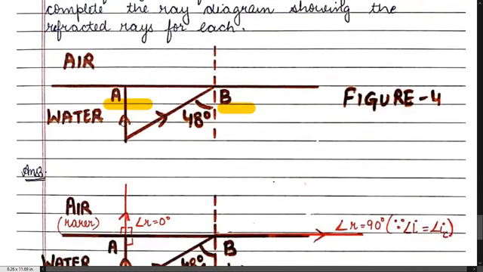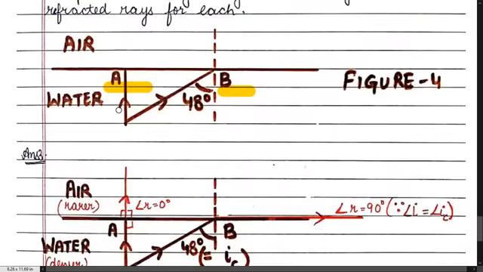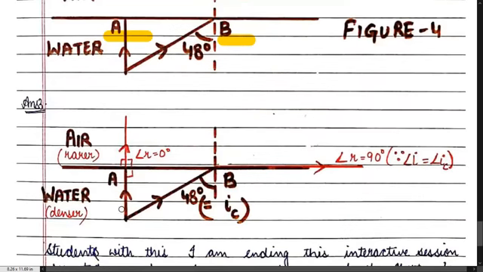Now students, the answer to this figure 4 can be as follows. Ray A was normally incident. Normal incidence means the light will move undeviated in the other medium, so the light will move in a straight way. Here at point A, in case of normal incidence, the angle of incidence is 0 degrees. Therefore, the angle of refraction is also 0 degrees. This is the case of normal incidence.